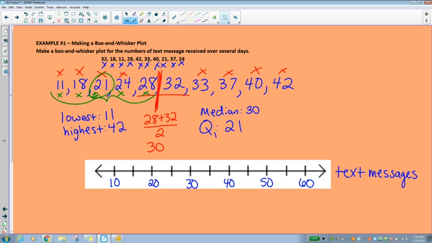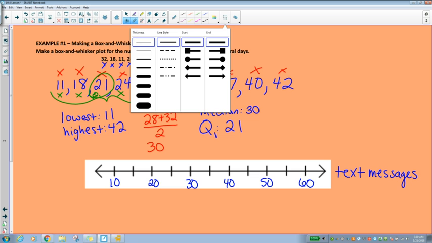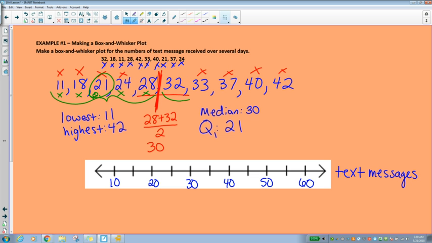And then I have to find the middle of the upper half. Well, the upper half is from 32 to 42. So I go low, high, and I'm left with one number in the middle, which is 37, so I don't have to take an average. So that's my Q3, or the middle of the upper half. So I'm going to write Q3 is 37.